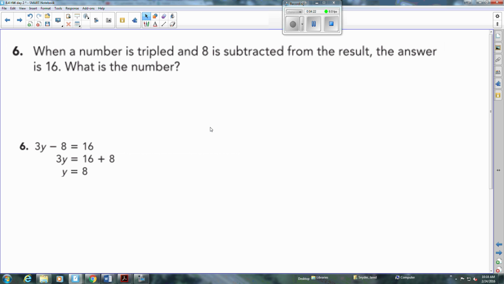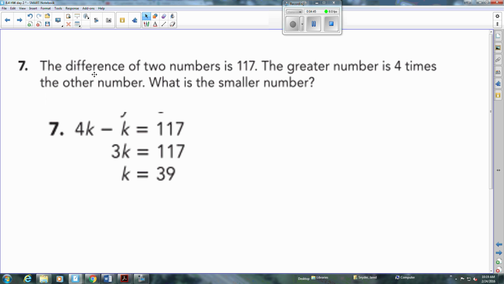When a number is tripled and 8 is subtracted from the result, the answer is 16. So we are taking the number, which is y, we're tripling it, then we're taking away 8. You're then going to have to figure that out, but I would add 8 to both sides, so I get 24. 3y equals 24, so I would divide by 3, and you get your answer of 8.